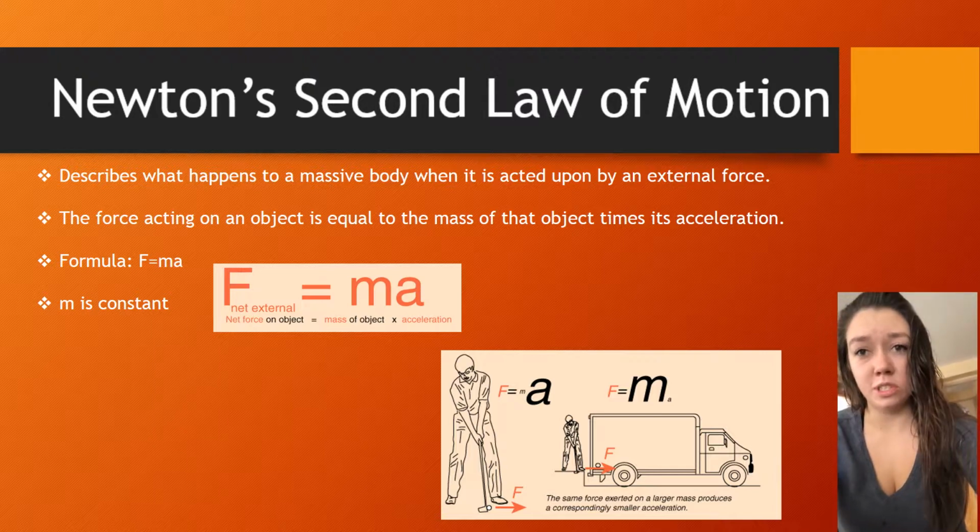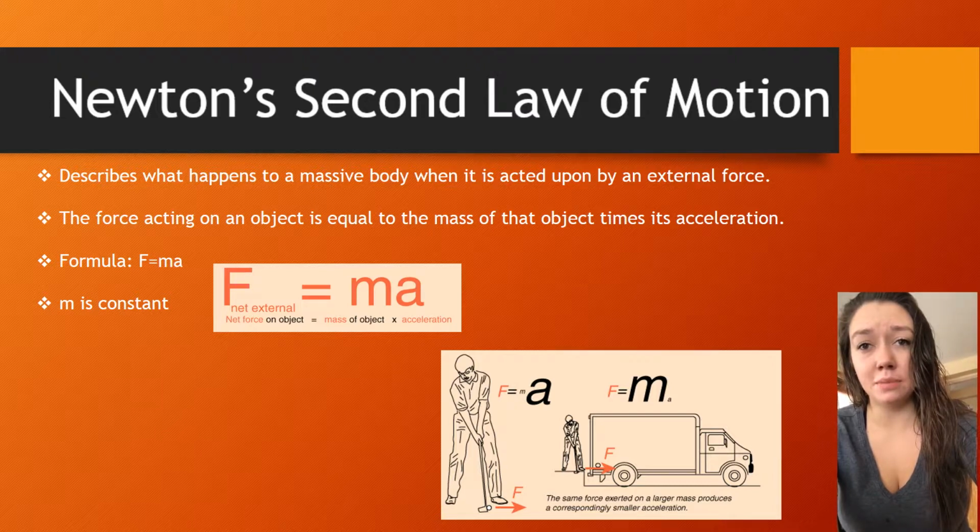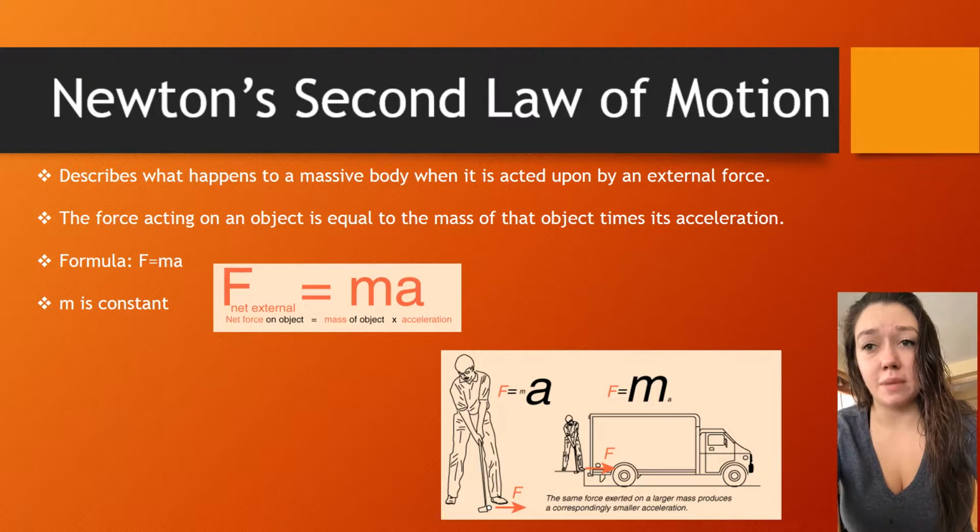Newton's second law of motion states, the force acting upon an object is equal to the mass of the object times its acceleration. In an inertial reference frame, the vector sum of the forces on an object is equal to the mass times the acceleration of an object.